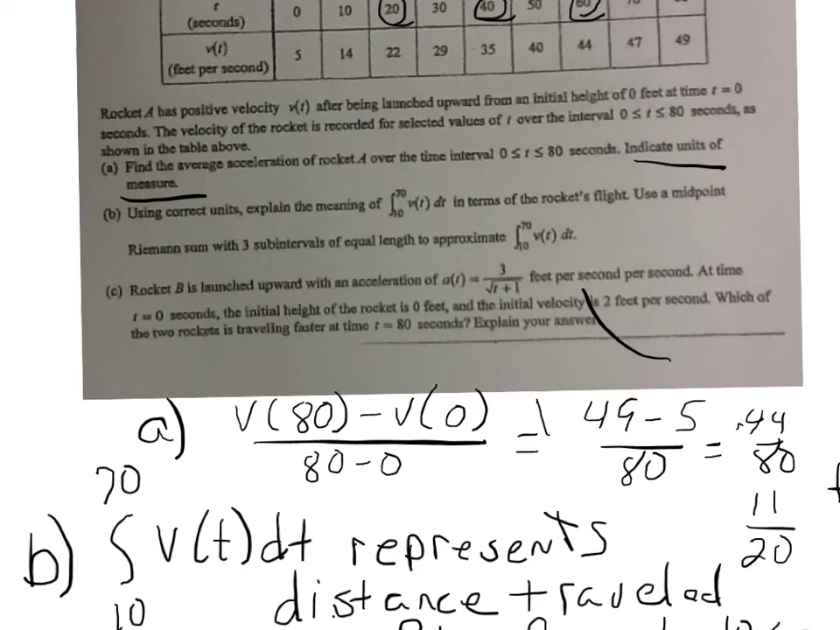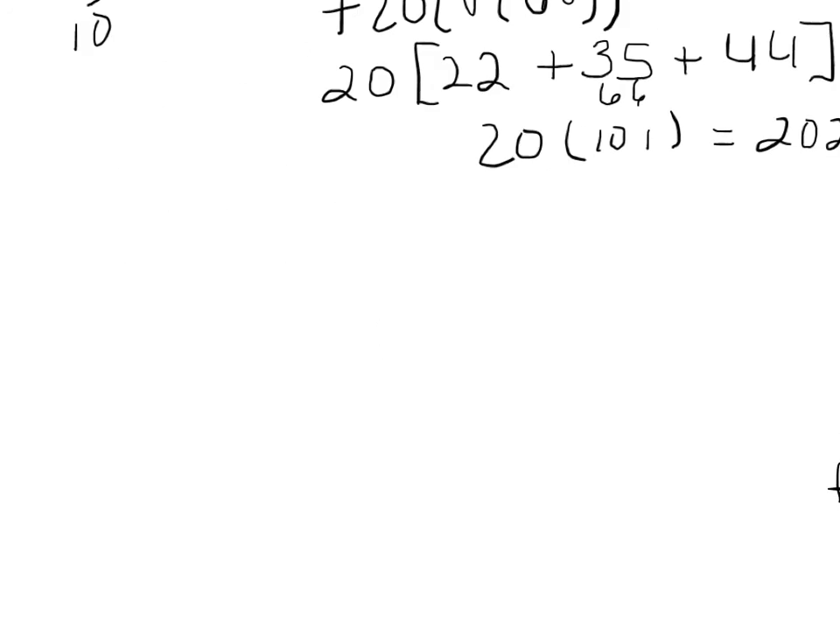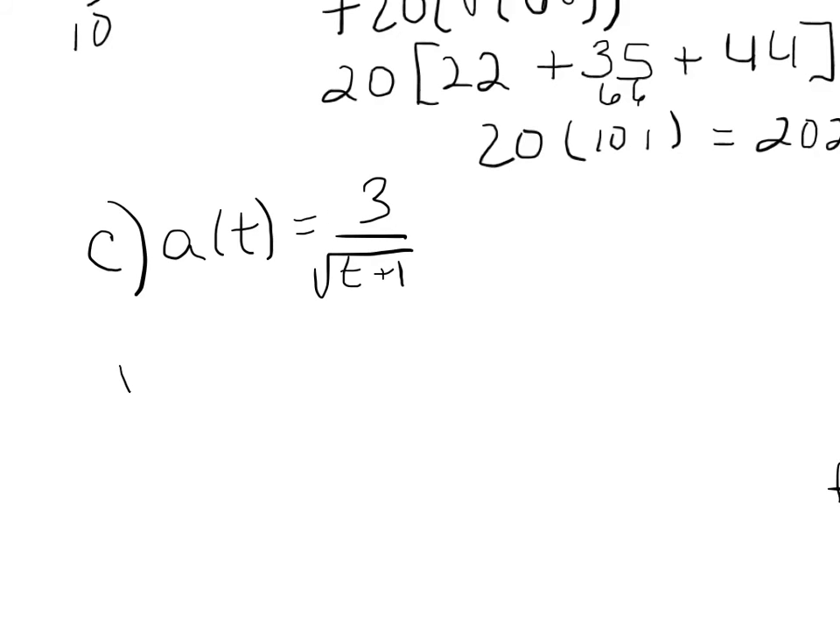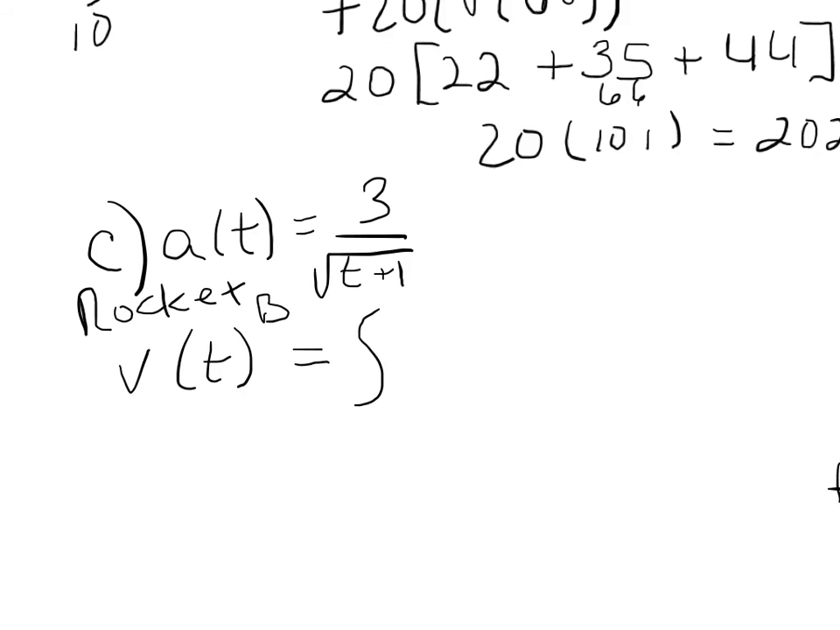Antiderivative. Okay, so I'm going to move this off the screen, and we're going to do part C. If acceleration is, what was it? 3 over the square root. Okay, so velocity, and this is for rocket B, velocity is equal to the antiderivative of 3 over the square root of t plus 1 dt. Right?